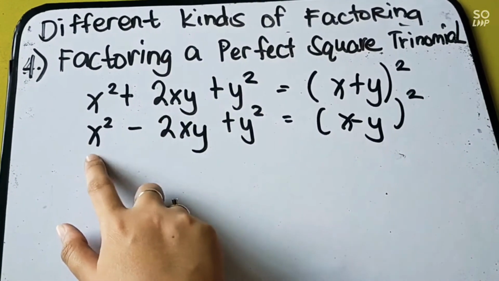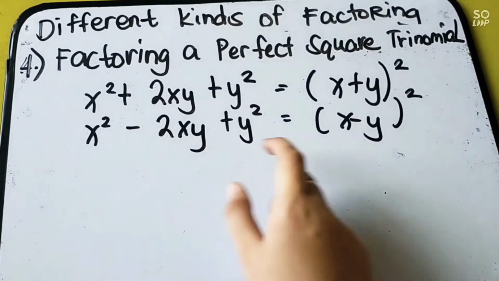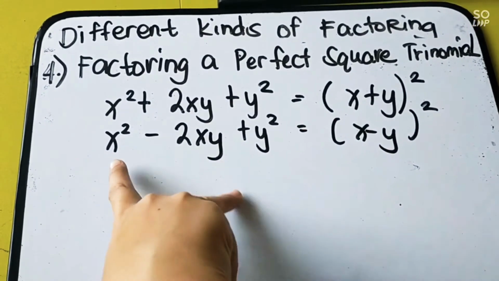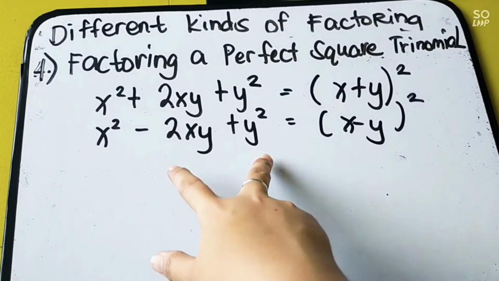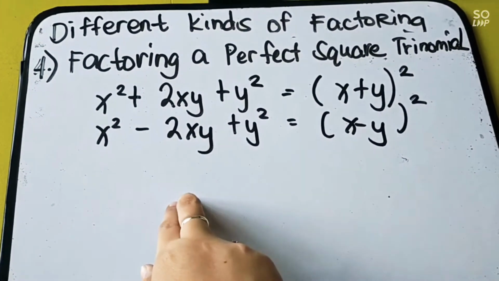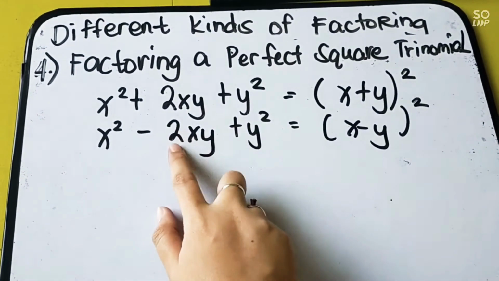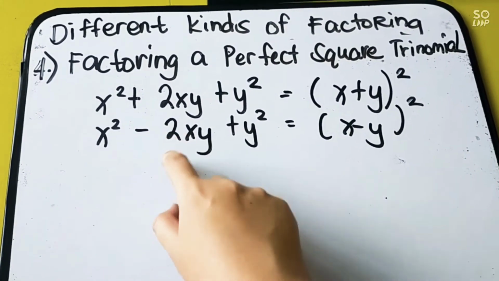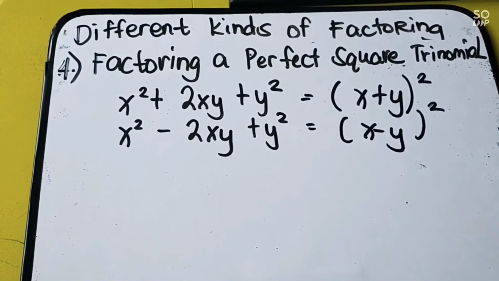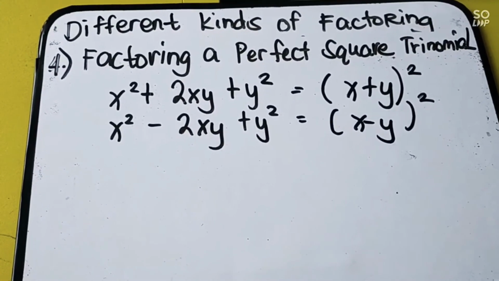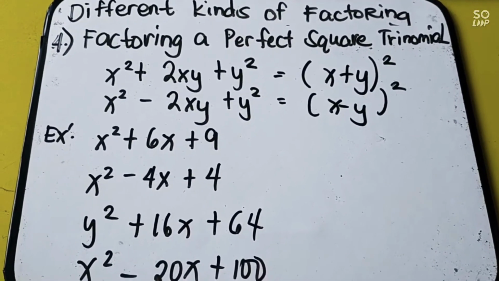Same with this one. Yun nga lang, maiba yung sign, magiging minus siya. So, ang titingnan nyo lagi, yung dalawang dulo, kung siya ay perfect square, then, pag minultiply nyo yung square root nila times 2, kailangan ang sagot ay yung nasa gitna. That is a perfect square trinomial. Okay? For example, tayo. Let's have an example.